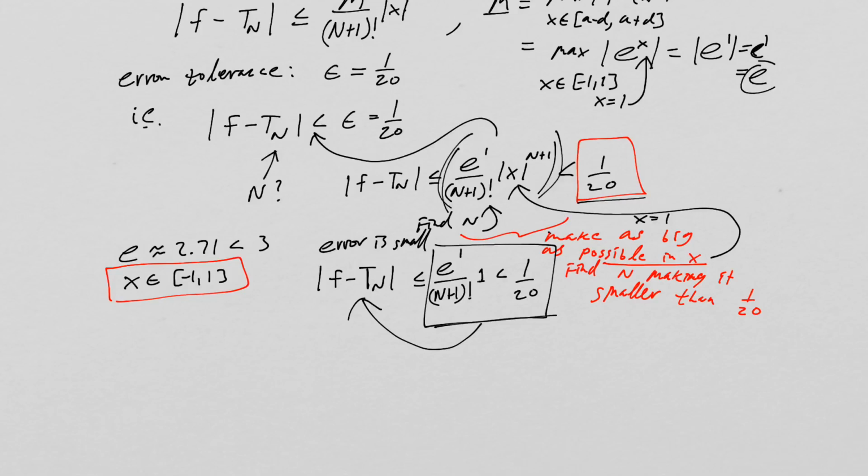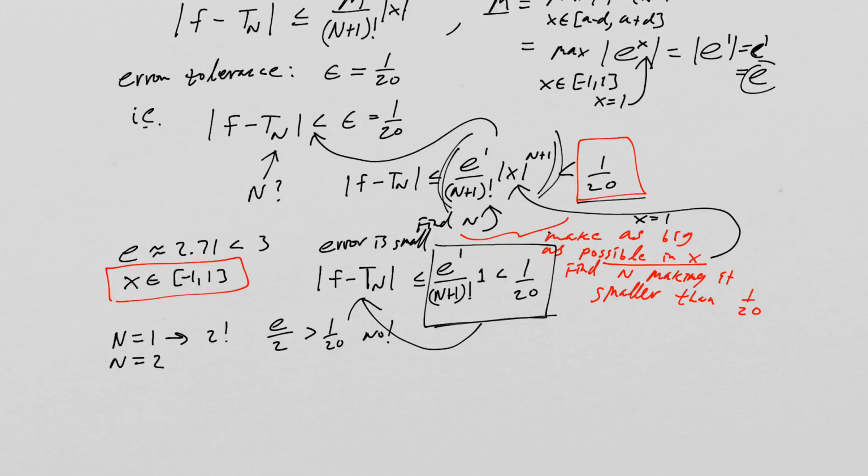Okay, this should be pretty straightforward. We can start with n equals 1. That means it's 2 factorial, and of course we have e over 2. Well, that is bigger than 1/20th, so no, that won't work.